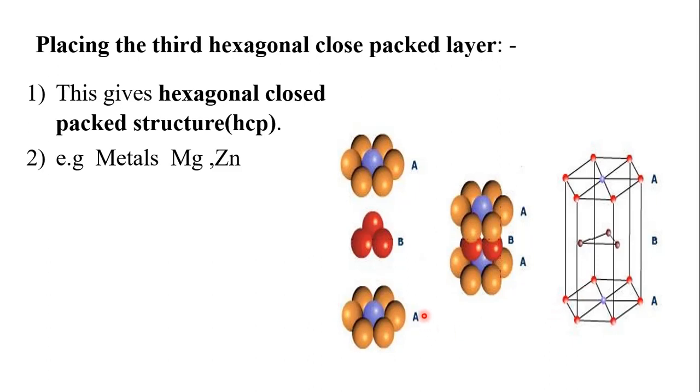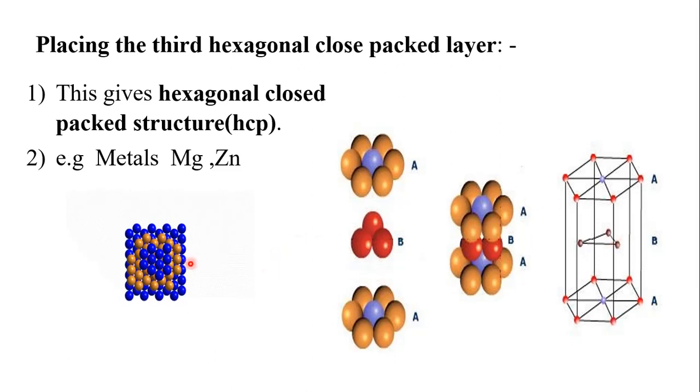If you join the centers of all these spheres, then you will get what, a hexagon, and at the center one atom is there. And if you join this to this central atom, then 6 triangular voids are obtained. And in these triangular voids, these atoms are placed. These 3 atoms are placed.